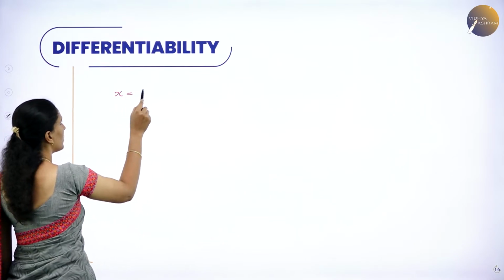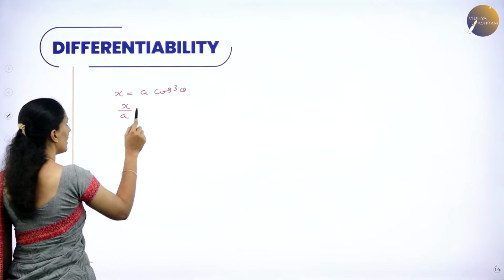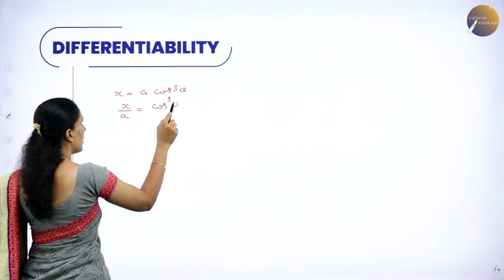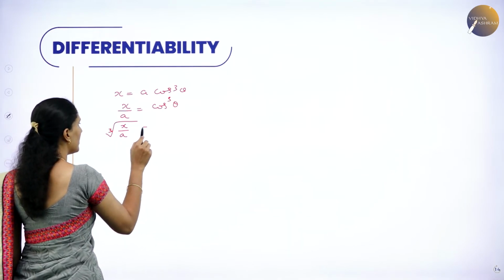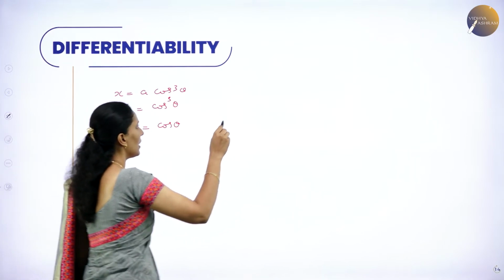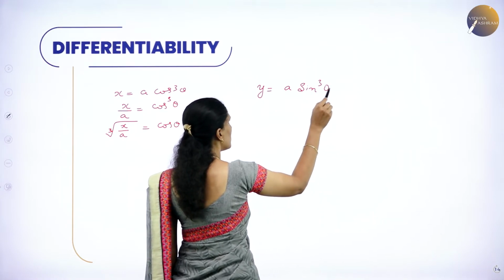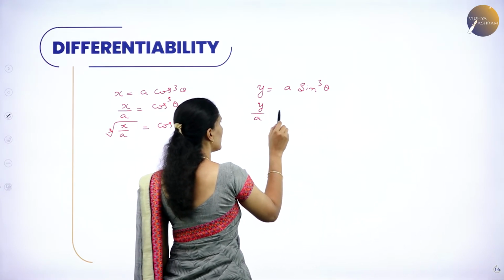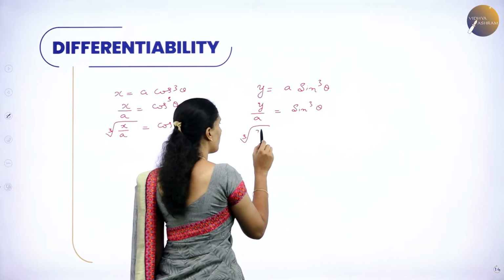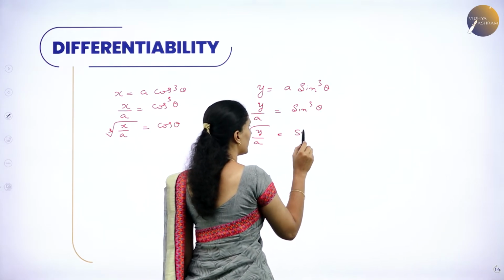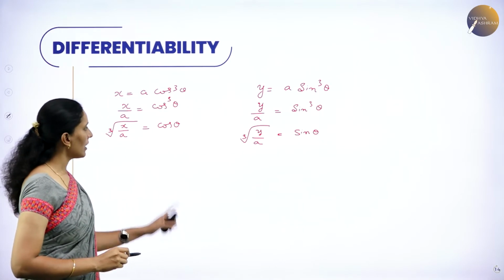So x is equal to a cos cube theta means if you shift a here, it is x by a is equal to cos cube theta. Now take cube root on both sides, then it becomes cube root of x by a is equal to cos theta. Similarly, we have y is equal to a sin cube theta. So therefore y by a is equal to sin cube theta. This implies cube root of y by a is equal to sin theta. So in the place of sin theta and cos theta, replace this value.